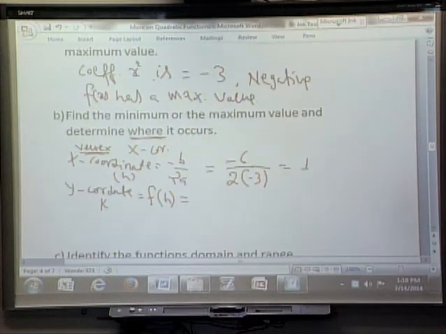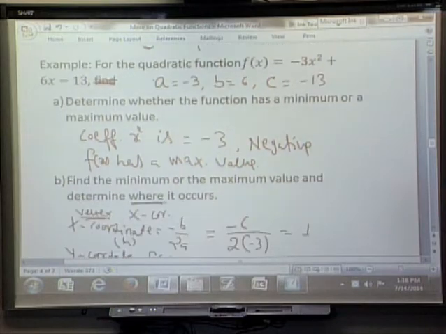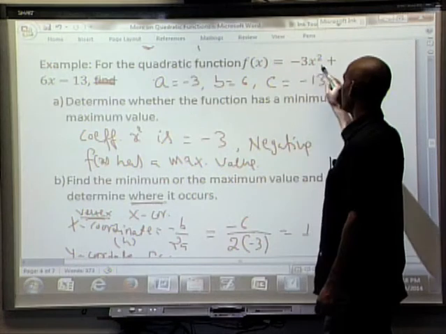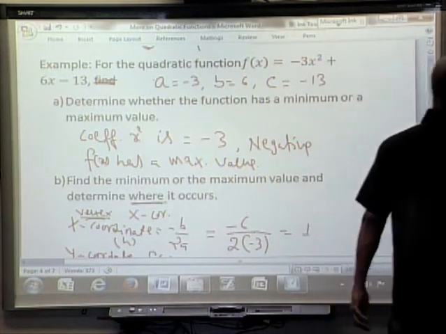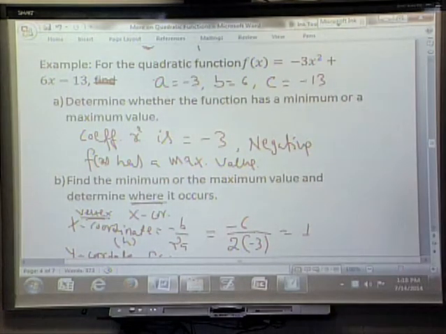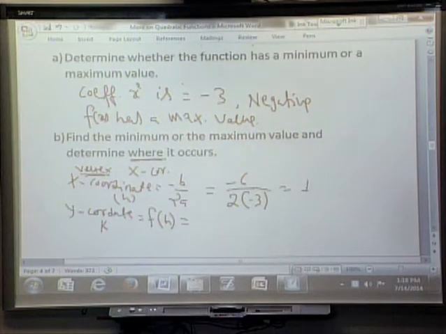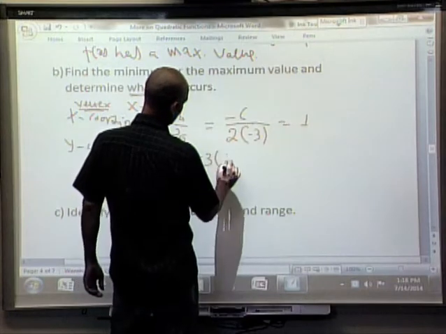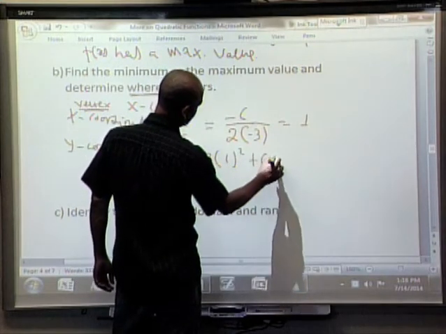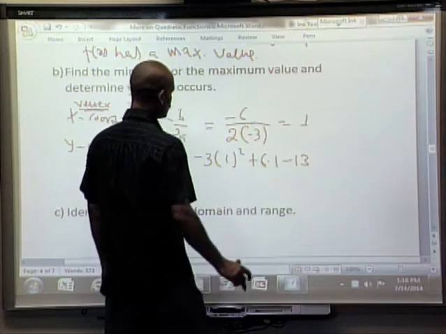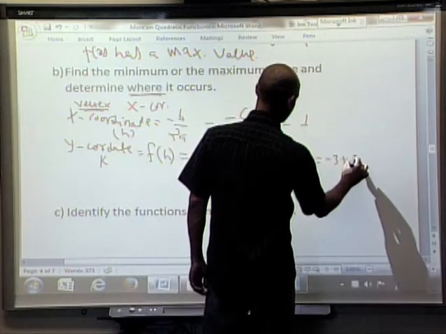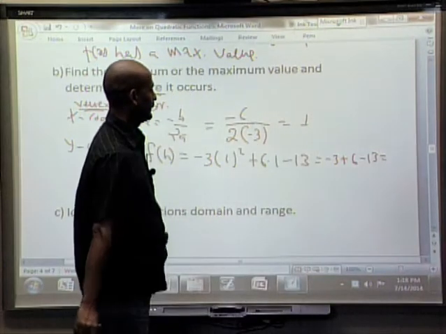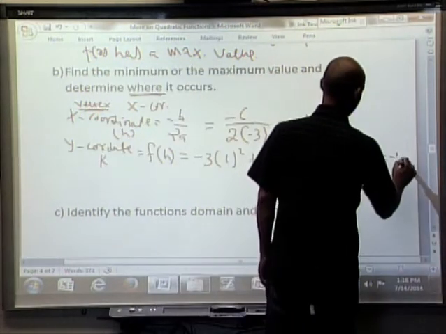Now, in order to find the y coordinate, we will replace x in this equation by 1. So, we will replace x in the formula of the function by 1. So, -3 times 1 squared plus 6 times 1 minus 13. So, this is -3 times 1 squared plus 6 times 1 minus 13. So, we will get -3 plus 6 minus 13, which is -10.